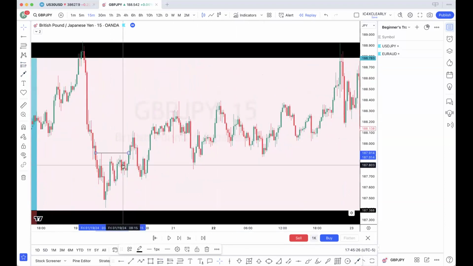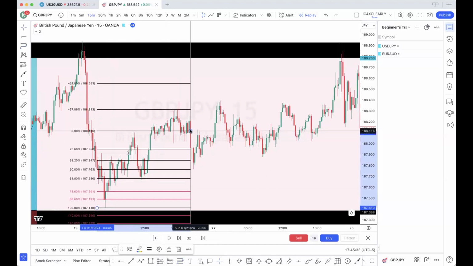So this broke structure. I'm going to use my fib. I'm going to take it up. I like for price to come to the 78, but price is not going to always come to the 78, okay? The only thing I see that's not mitigated in this zone right here is this imbalance, this order block. So I would have said, okay, price broke my structure. There's imbalance here. There's nothing else here to be mitigated at the time.